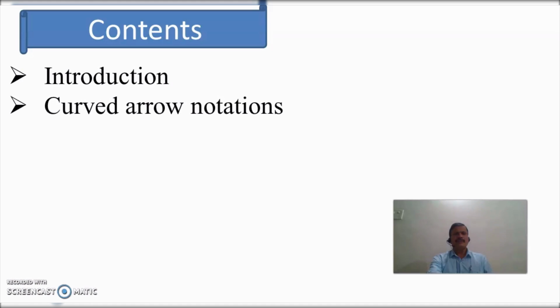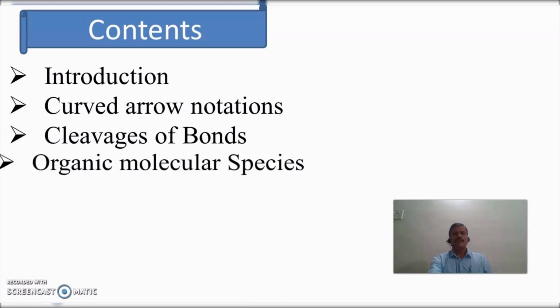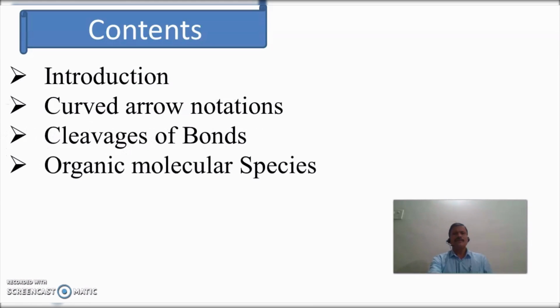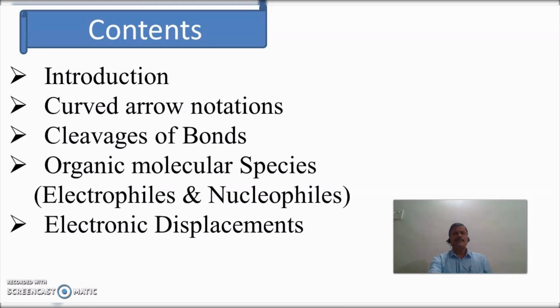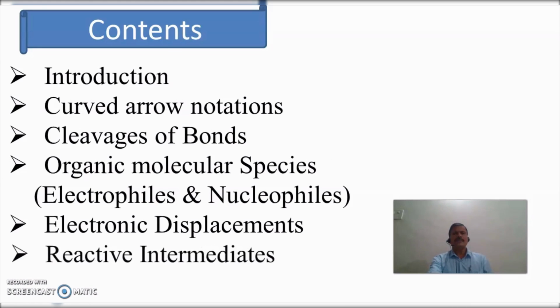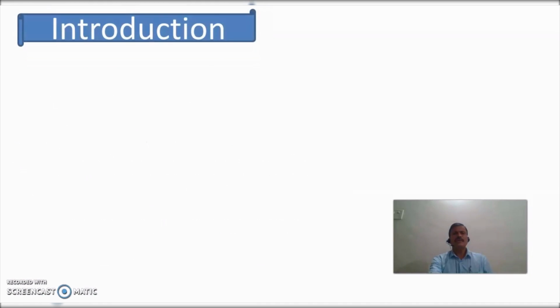After that, we will discuss curve arrow notations in this lecture. After that, we will discuss cleavages of bonds, organic molecular species, and electronic displacement. And lastly, the chapter will be concluded by studying various reactive intermediates such as carbocations, carbanions, and carbon free radicals. We will now begin with introduction of organic chemistry.